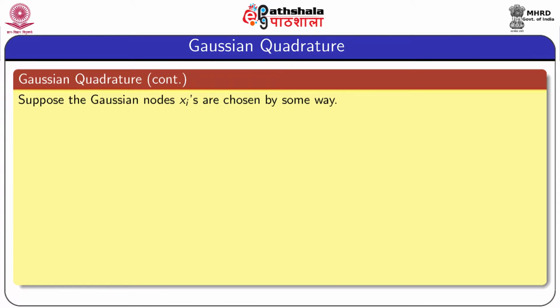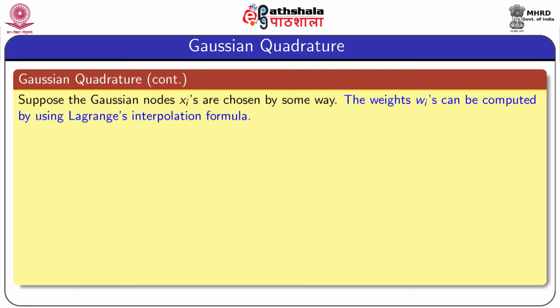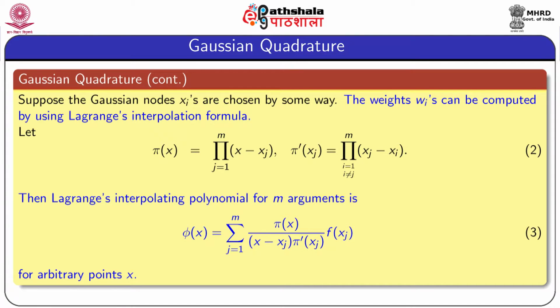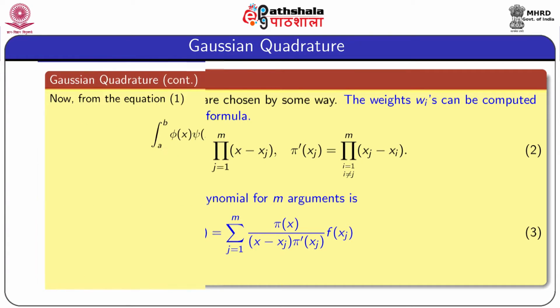Suppose the Gaussian nodes x_i's are chosen in some way, that means we assume that the values of x_i are known. Then the weights w_i's can be computed by using the Lagrange interpolation formula. Let pi x equal the product of j equal to 1 to m of x minus x_j, and its derivative is given by equation 2. Then the Lagrange interpolating polynomial for m arguments is given by equation 3 for any arbitrary x.